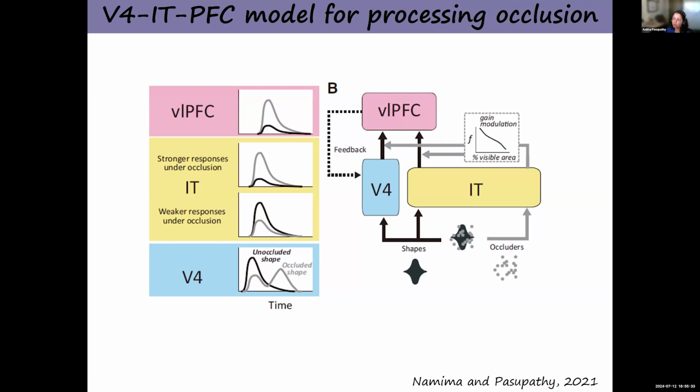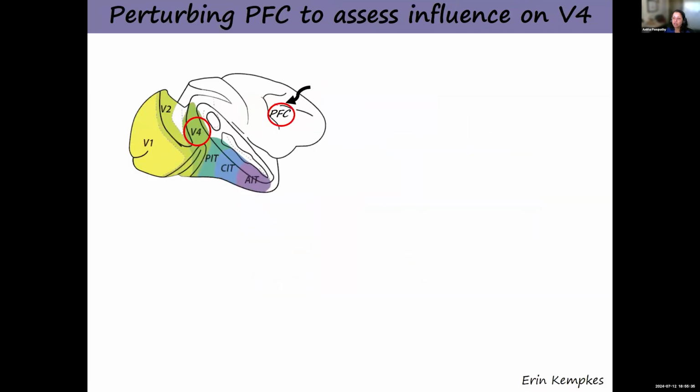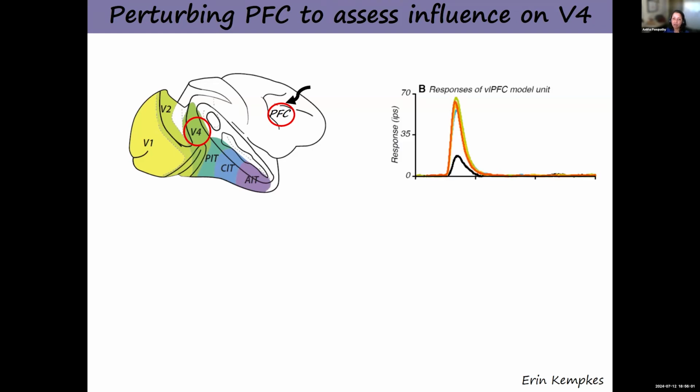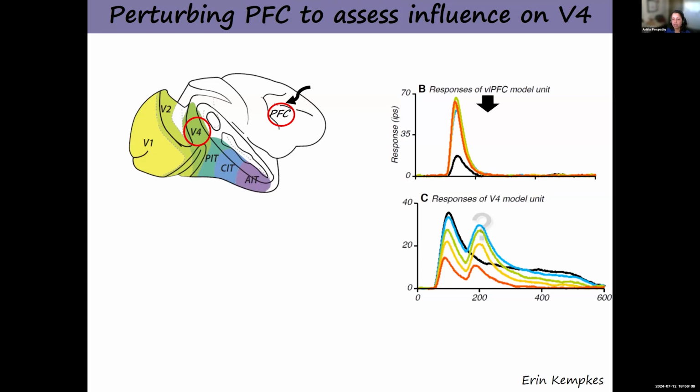But as I said, all of this is based on sequential recording of V4 and prefrontal cortex. We did not directly, simultaneously record activity from both areas. So that is the experiment we're working on right now. We're perturbing the activity of prefrontal cortex neurons and then asking how that influences the responses of V4 neurons. So the basic logic here is that if we suppress the activity of prefrontal cortical neurons, the question is, how does that influence the second dynamic peak in area V4.